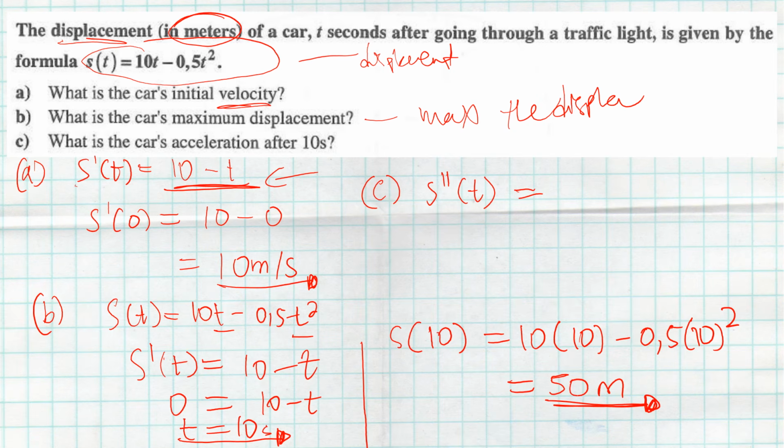Let's check. The derivative of 10 is 0. The derivative of minus t is minus 1 times t to the exponent 0. This will be minus 1 meters per second squared, because it's acceleration. So that is the car's acceleration after 10 seconds. It's just going to be constant. It won't change. It will remain minus 1 meters per second squared. We can't replace t by 10, because even if you replace it by 10, you'll still get minus 1 meters per second squared.